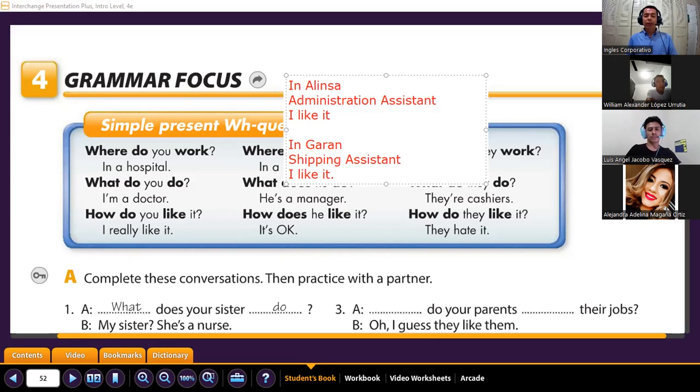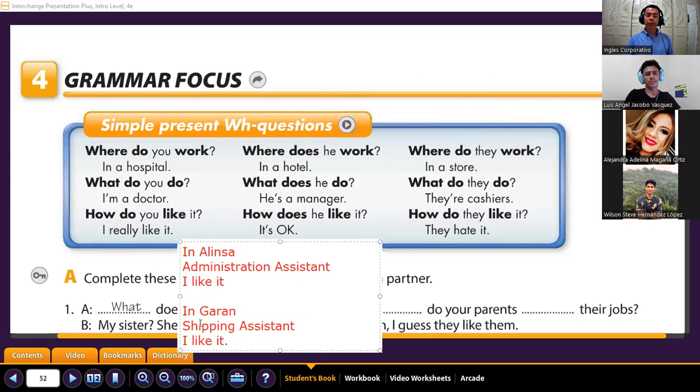Now, Wilson, help me. Where does Luis work? He is in Garant. He is or he works? He works in Garant. Very good. And what does he do, Wilson? He is a shipping assistant. Good. And how does he like it? He likes it. Or he really likes it. Oh, he loves it, right? Nice. Thank you very much.